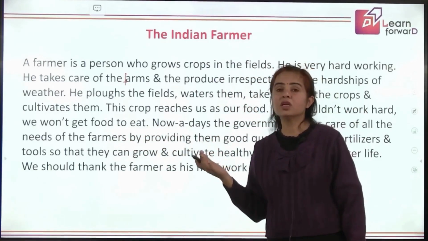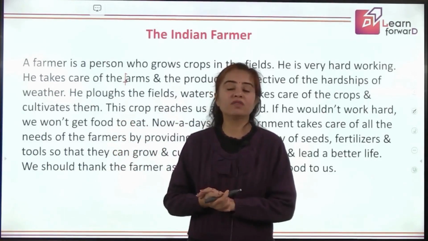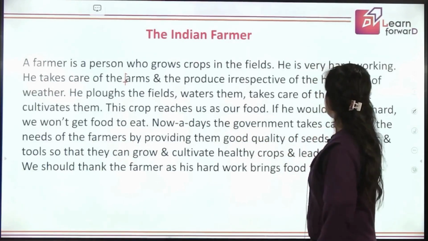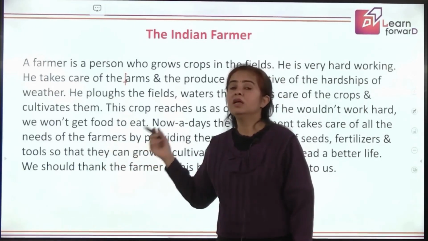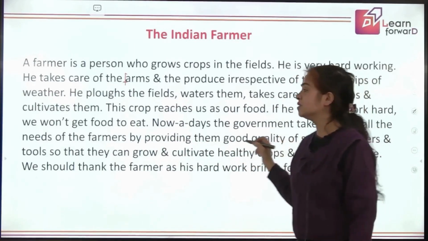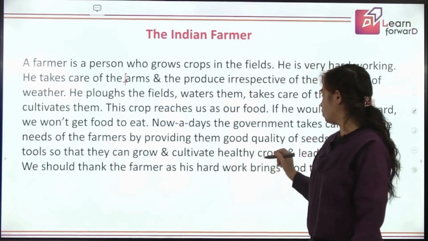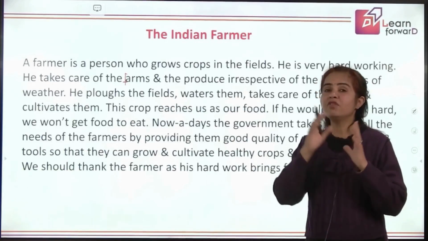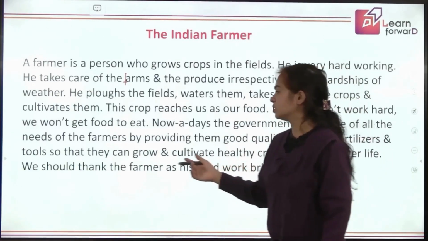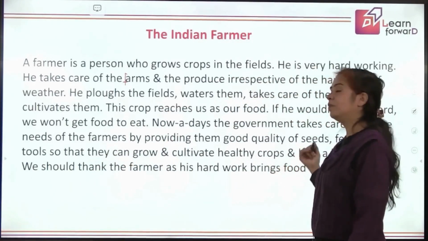Nowadays, because the farmer is working so hard day and night in all the extreme weathers, and sometimes the crop is not cultivated fine, the harvest is not good, the government has started helping out the farmers. How? Nowadays, the government takes care of the needs of the farmers. They make sure that the seeds are of good quality. They also provide them with fertilizers and the tools needed for farming, so that they can grow healthy crops and lead a better life. Because ultimately, if after the hard work the harvest is not good, all the efforts are spoiled. So the government is helping out the farmers these days. And finally, because they are the source of food to us, we should thank the farmer, as his hard work brings food to us.